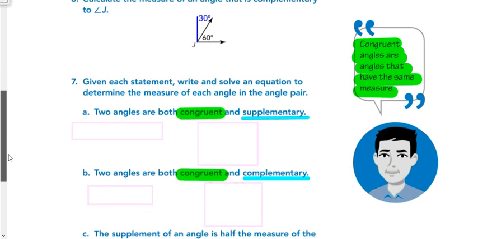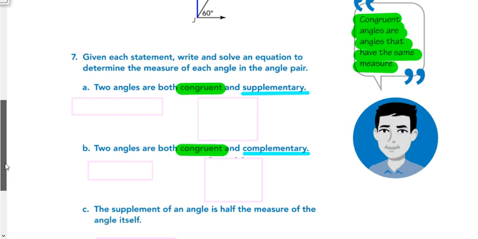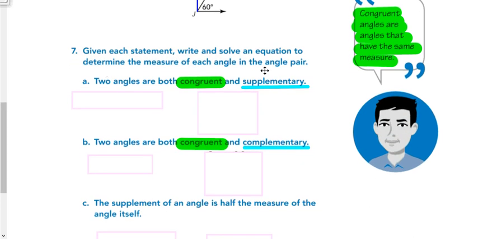Number 7, given each statement, write and solve each equation to determine the measure of each angle in the angle pair. So two angles are both congruent and supplementary. Congruent means they're the same. So we are not given a number for the angle measurements, right? So we're just gonna call it x. Okay, so x plus x is equal to 180.